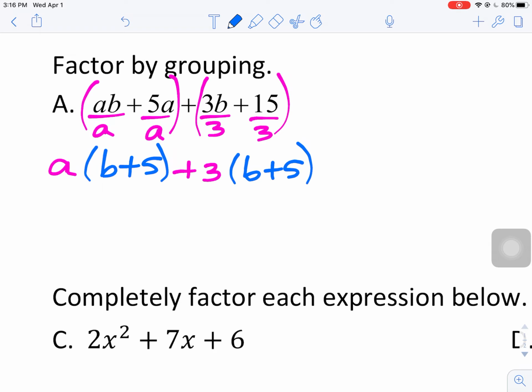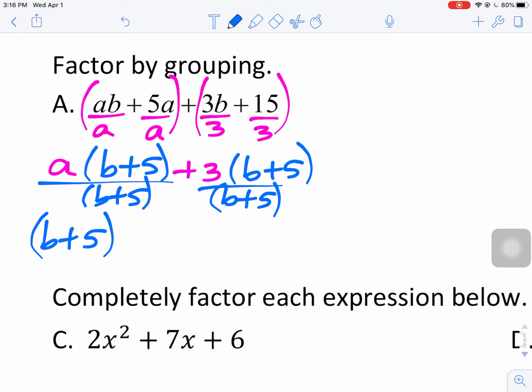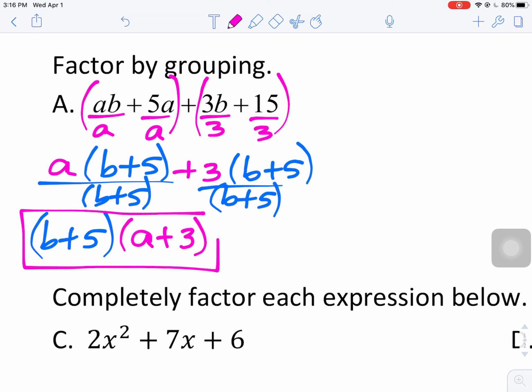And then I was showing this step when we learned this before spring break. You're really taking that b plus 5 that's in parentheses in blue and treating that as a common factor that you're factoring out. So I'm going to divide by b plus 5. And that b plus 5 is going to come out in the front as the greatest common factor. And then the leftovers are the pink A and the pink 3. So then that's it. If you were to multiply this out, you would get what you started with.